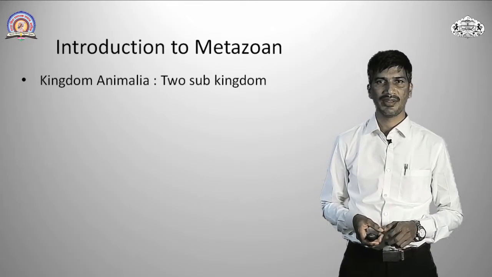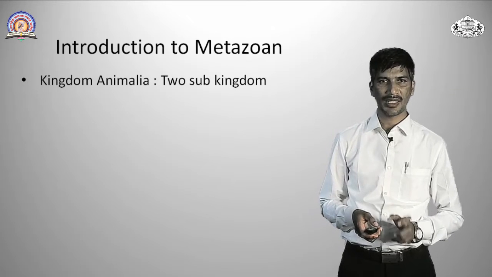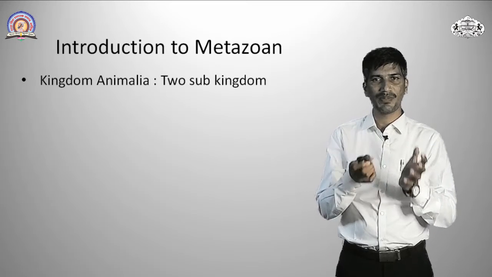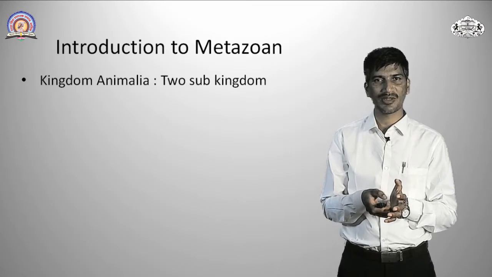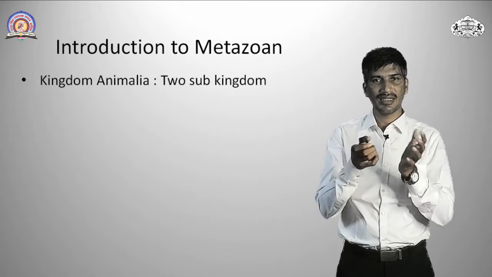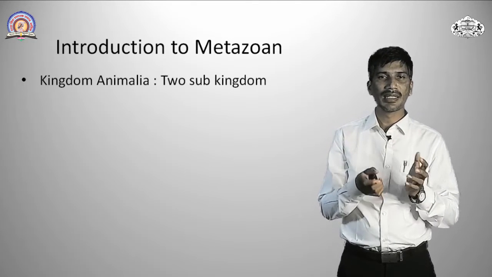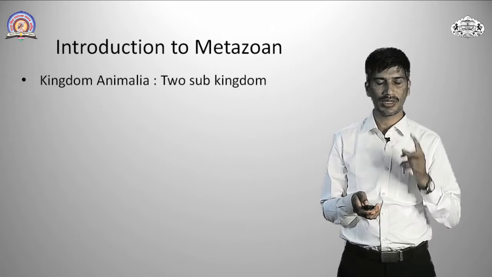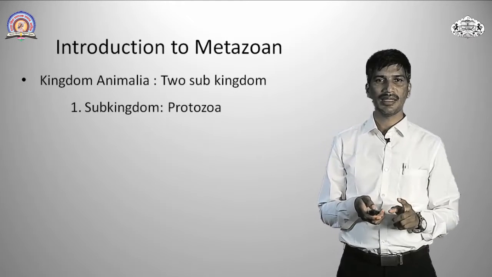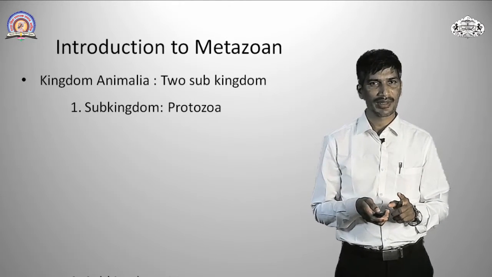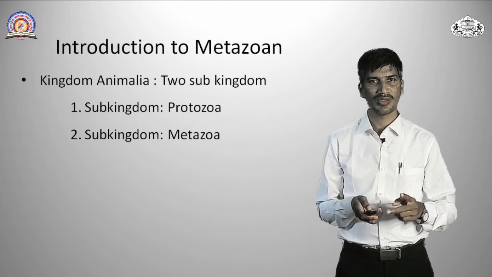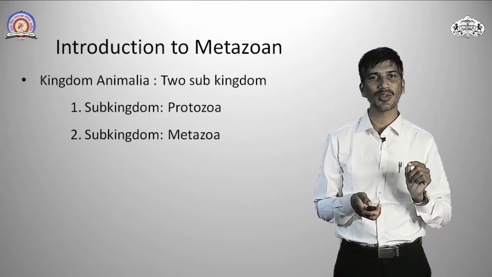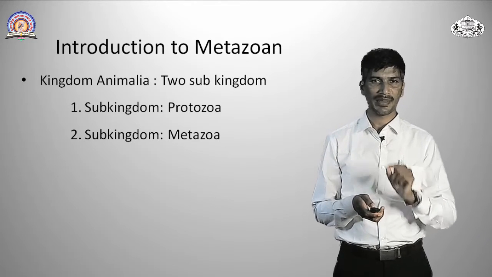First we go to the metazoan. The metazoan is a whole animal group, and the kingdom Animalia as a whole group is considered as metazoan when there is a multicellular organism. This multicellular organism is divided into two groups. There are two subkingdoms: the first one, subkingdom Protozoa, and subkingdom Metazoa. These two parts belong to the kingdom Animalia. In that we specifically go through the second subkingdom, Metazoa.